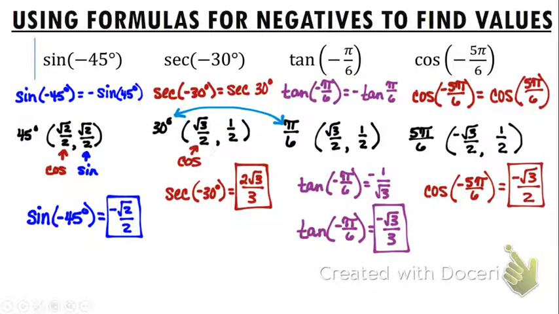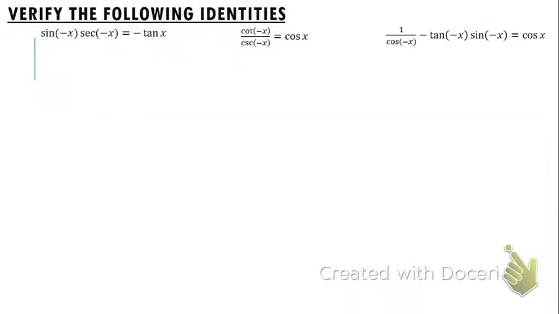Five pi over 6 is in what quadrant? Second quadrant. So if I have a negative angle, I'm going which way? Going clockwise, right? Around the unit circle. Negative 5 pi over 6 would be in what quadrant? Third quadrant, right? Second quadrant, third quadrant. Cosine's negative in both of those. So far, so good? I want to look at a couple verify problems with you, and then we're going to move on to something called reference angles.